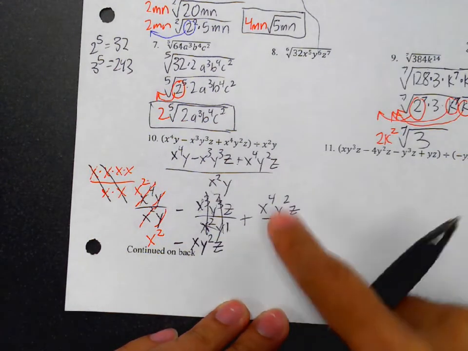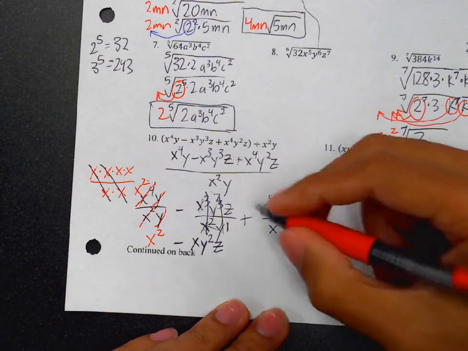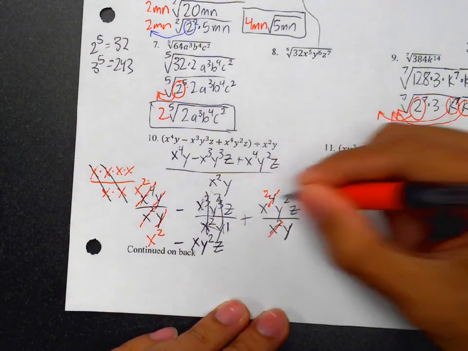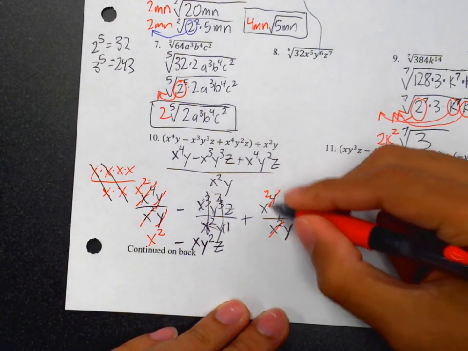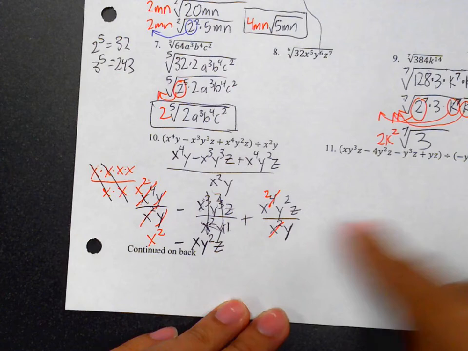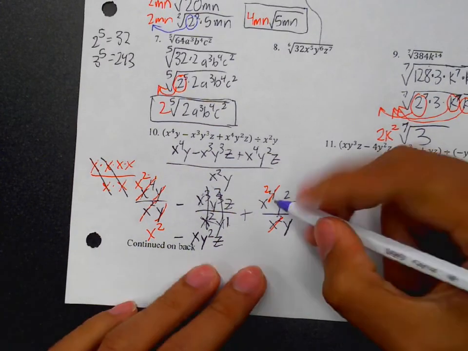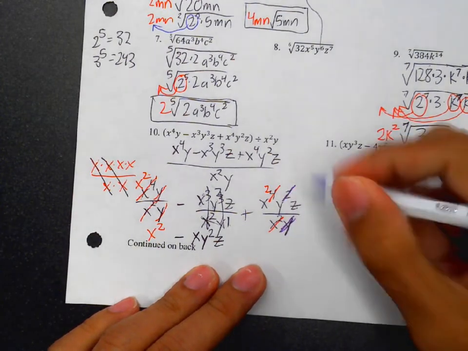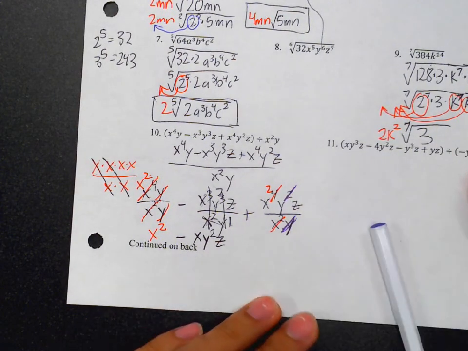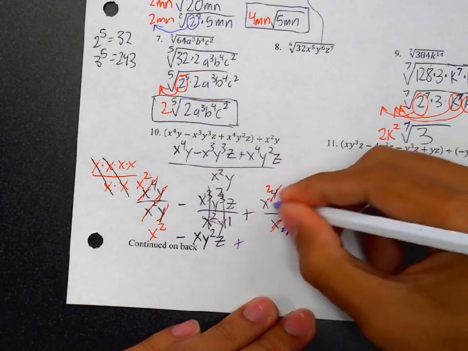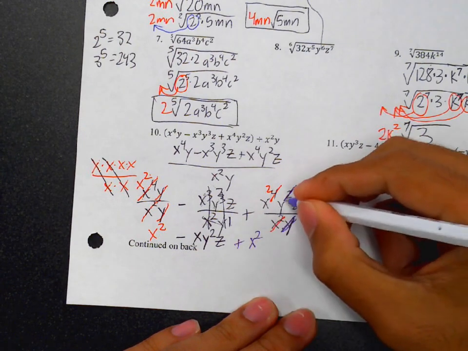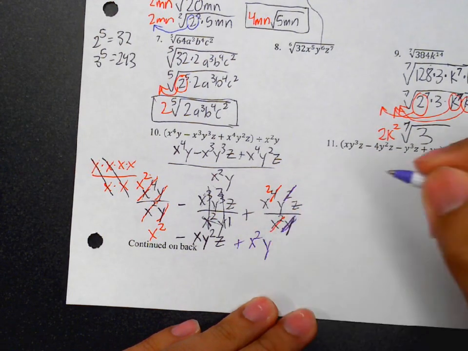Okay, so finally, x to the fourth over x squared. Again, get rid of 2 from each, so it goes away from the denominator and you get x squared in the numerator. Y squared over y, get rid of 1 y from each. So this goes away and this goes away. And again, nothing to cancel out the z. So we have x squared times y times z.